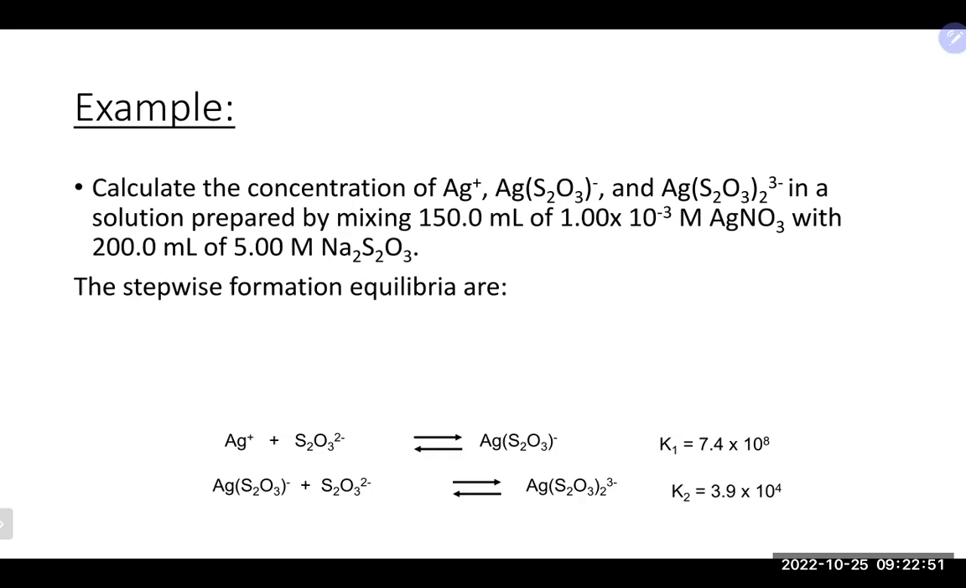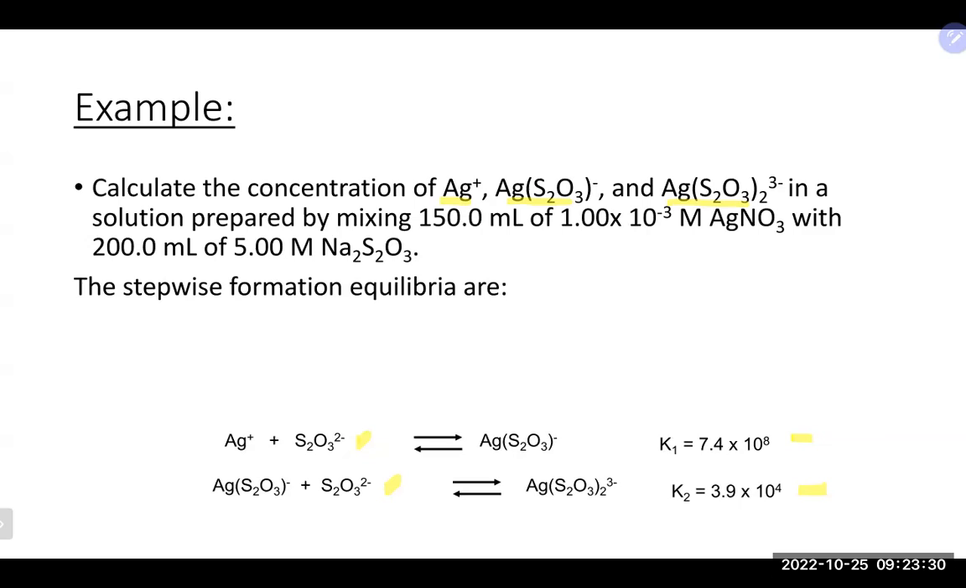Okay, let's take a look, see how you're doing. In this particular example, we're looking for pretty much the concentration of everybody: silver, our intermediate, our complex ion. We're going to get it by mixing basically silver nitrate and a little sodium thiosulfate. In this particular case, we're given the stepwise formation of our complex ion, with the ligand, which is this guy here, coming on basically one at a time. And there's an equilibrium constant value for each of those steps.